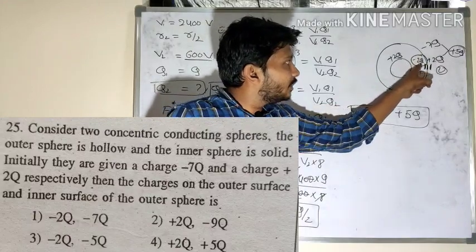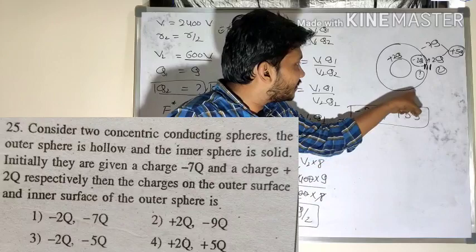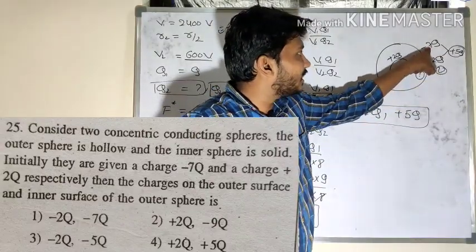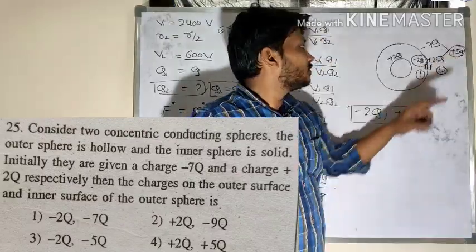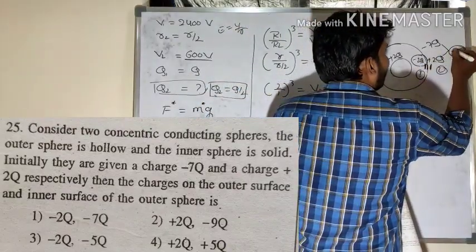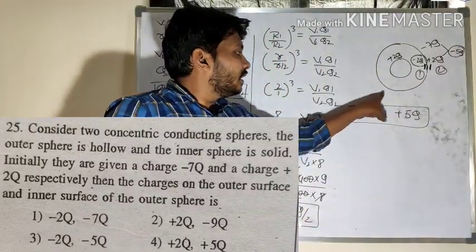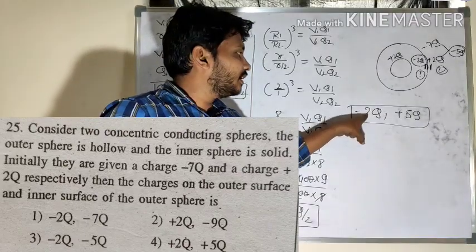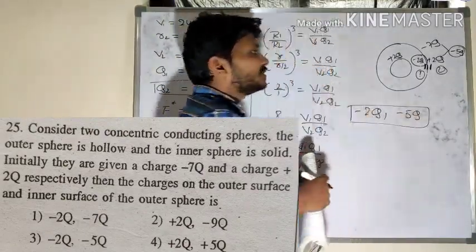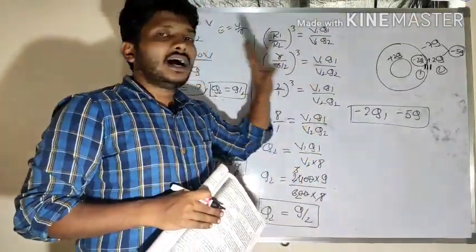This is minus 2Q, and again this gives plus 2Q. So on the outer surface of the outer sphere, minus 7Q is there, plus 2Q is there. Minus 7 plus 2, that is minus 5Q charge will be deposited here. So what is the magnitude of the charge? On the inner surface of the outer sphere it is minus 2Q, and on the outer surface minus 5Q. Minus 2Q and minus 5Q will be the answer.